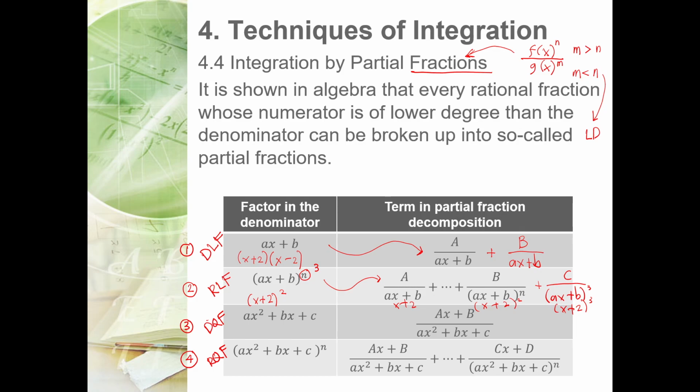For a distinct quadratic factor, the term that you need to use is ax plus b, all over ax squared plus bx plus c. And then for a repeated one, it's the same case as the repeated linear factor. You have to repeat it again up until you reach the degree of the exponent that is given to you.